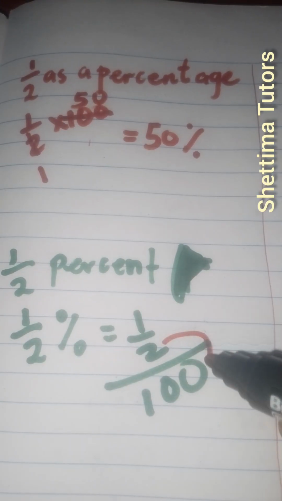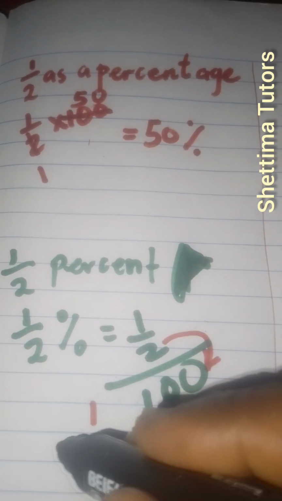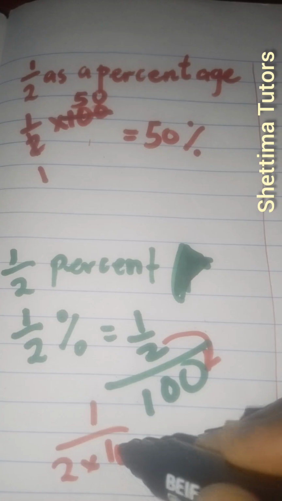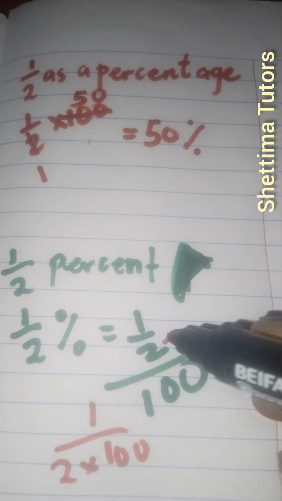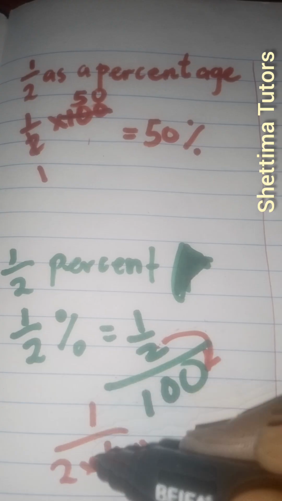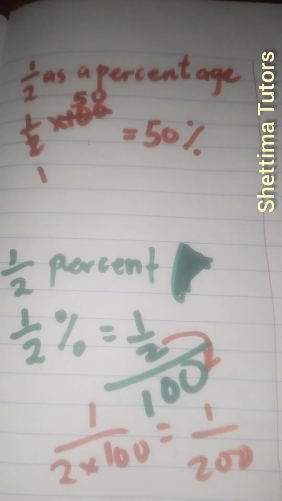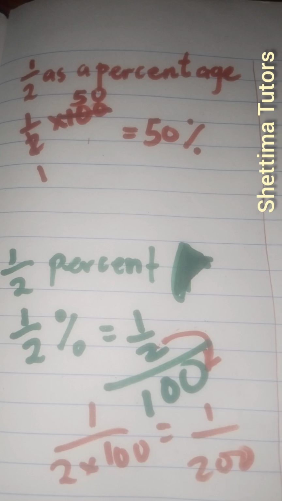So this 2 has to come down. It becomes 1 over 2 times 100. Remember, when you have 1 over 2 all over 100, this 2 can be dropped down. It becomes 1 all over 2 times 100, which equals 1 all over 200. Another way I could do this is in fraction.